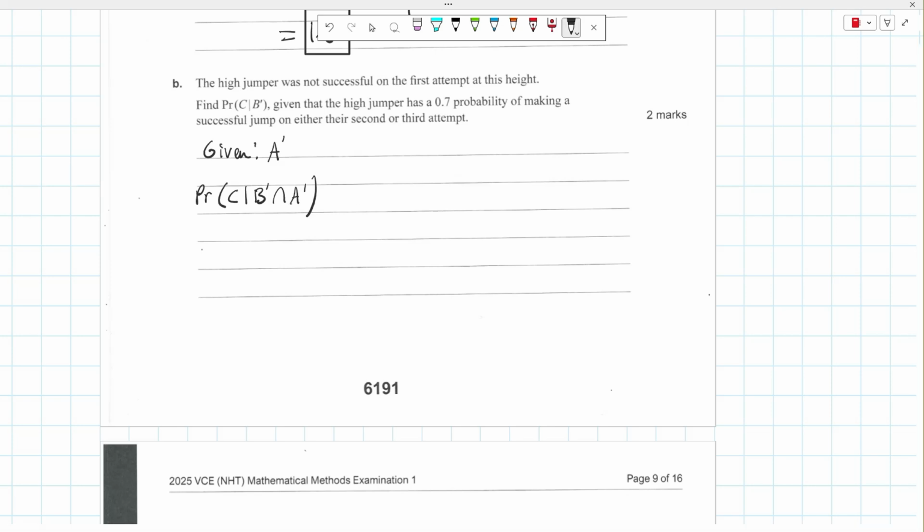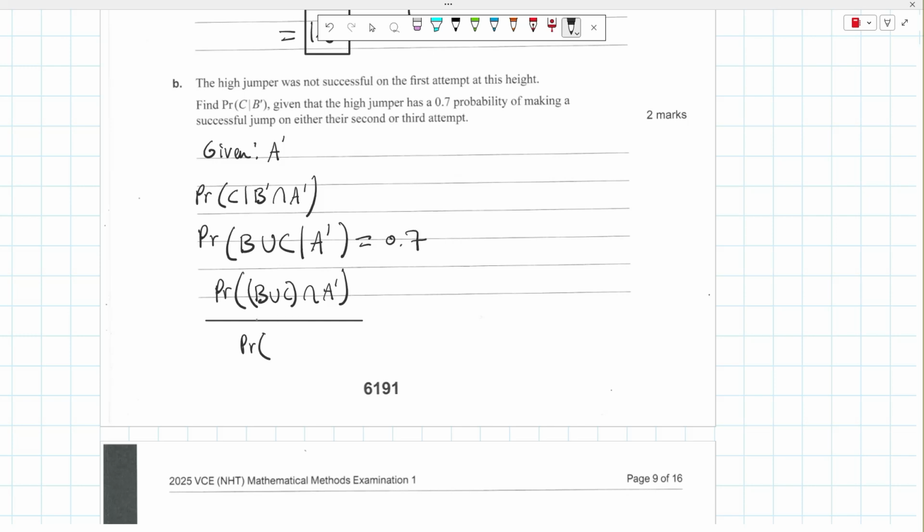Let's see what else is given. So the probability of making a successful jump on their second attempt, which is B, the event B, or their third attempt, which is C, right? And this is all given that A did not occur, is equal to 0.7. Right? So let's try to find this now. Let's use the conditional probability formula. So we get probability of B or C intersection A complement divided by the probability of A complement is equal to 0.7.